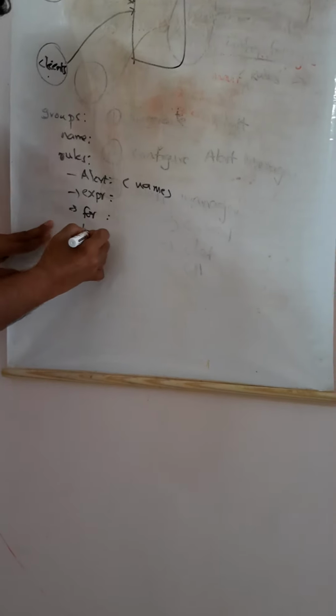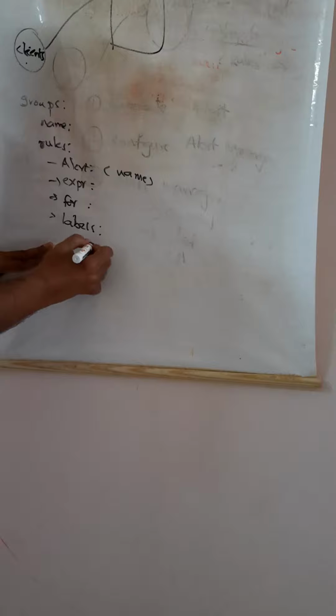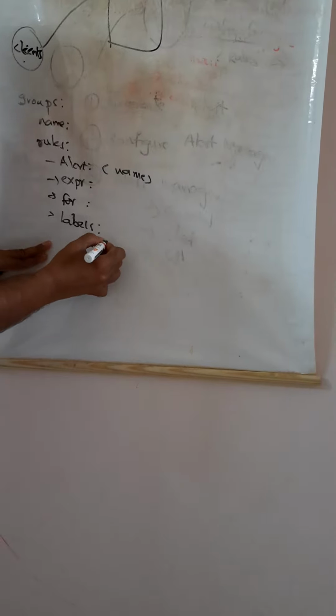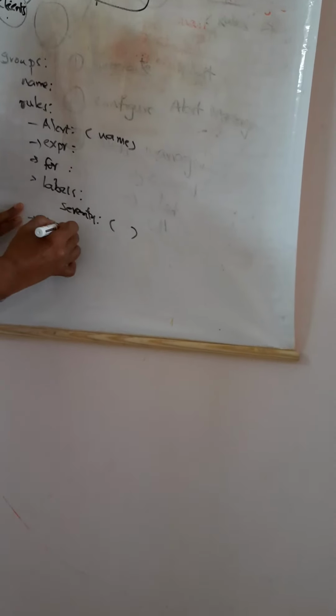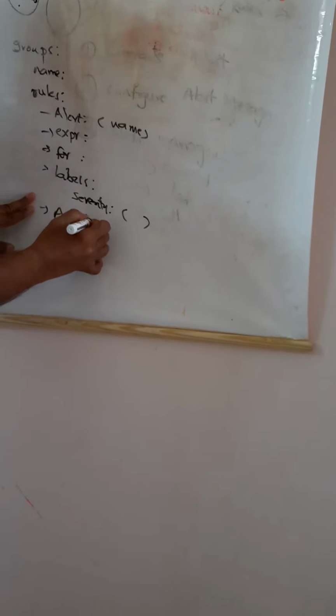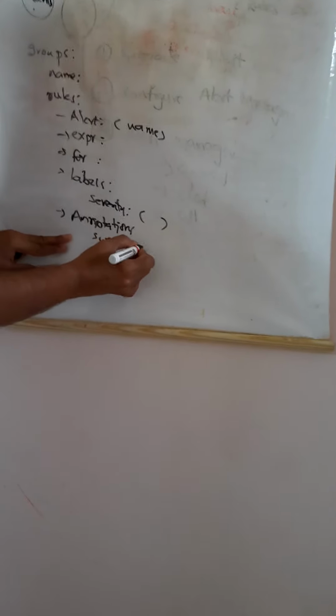and you can have labels which specifies the severity. Under the labels you can have severity. Similarly, you can have annotations. In the annotations you can have the summary, what this alert is for. So this is a general template of an alert rule.